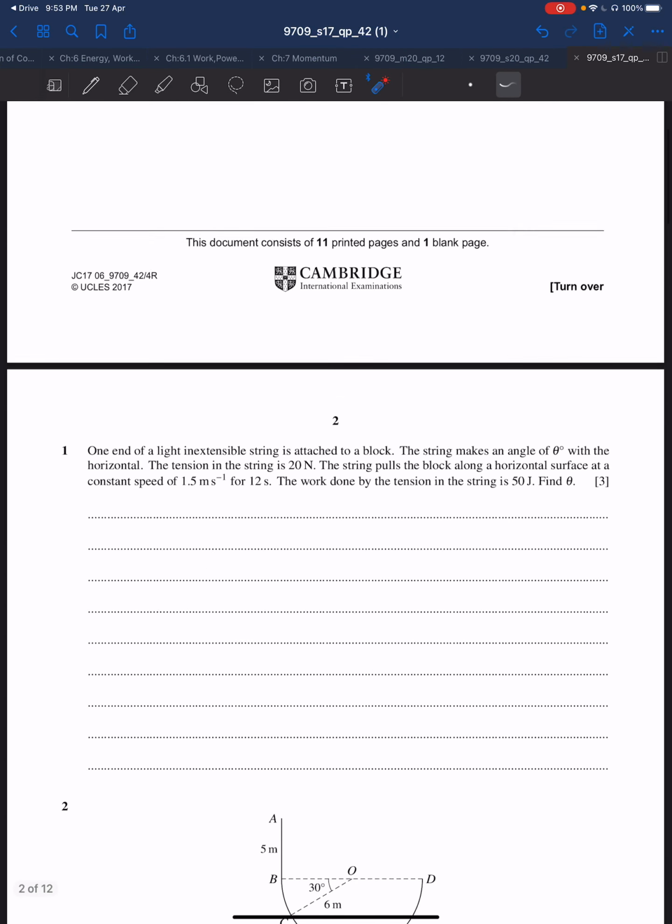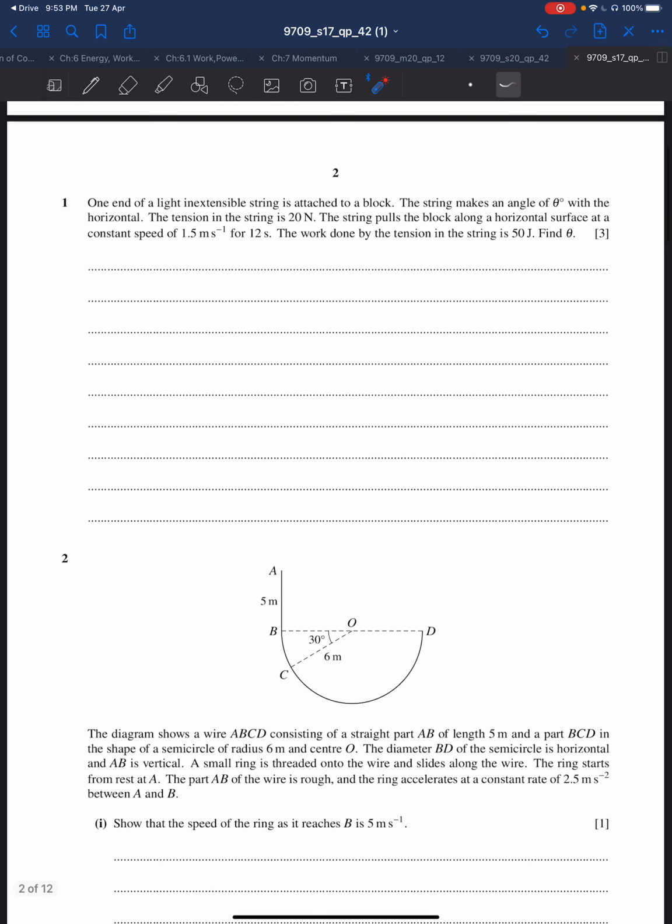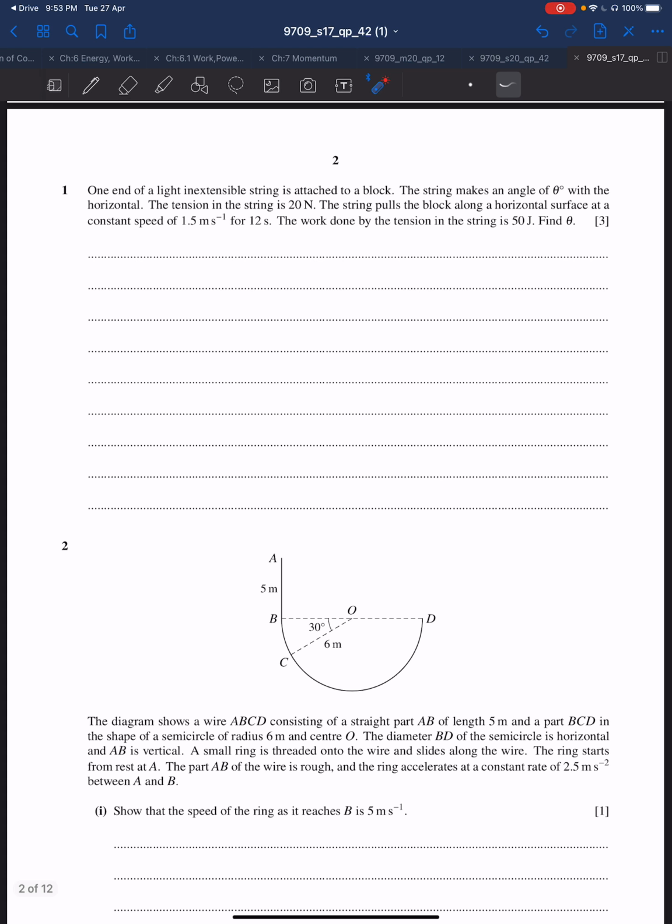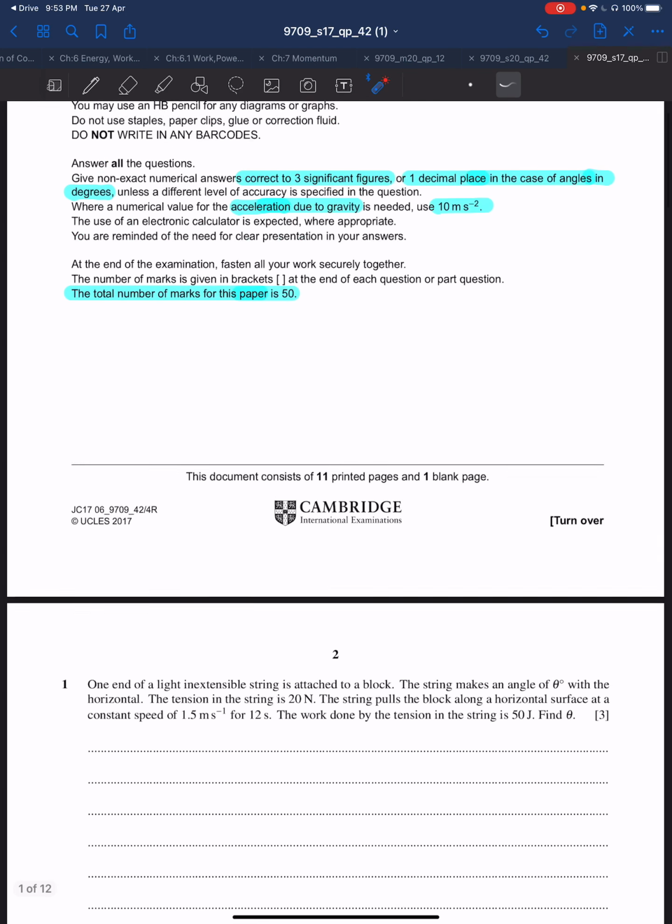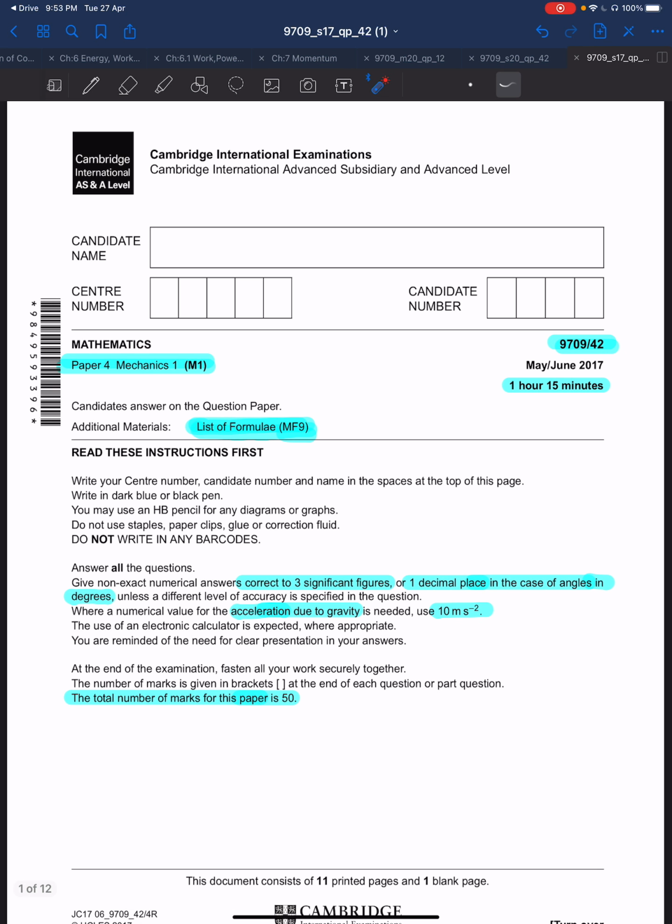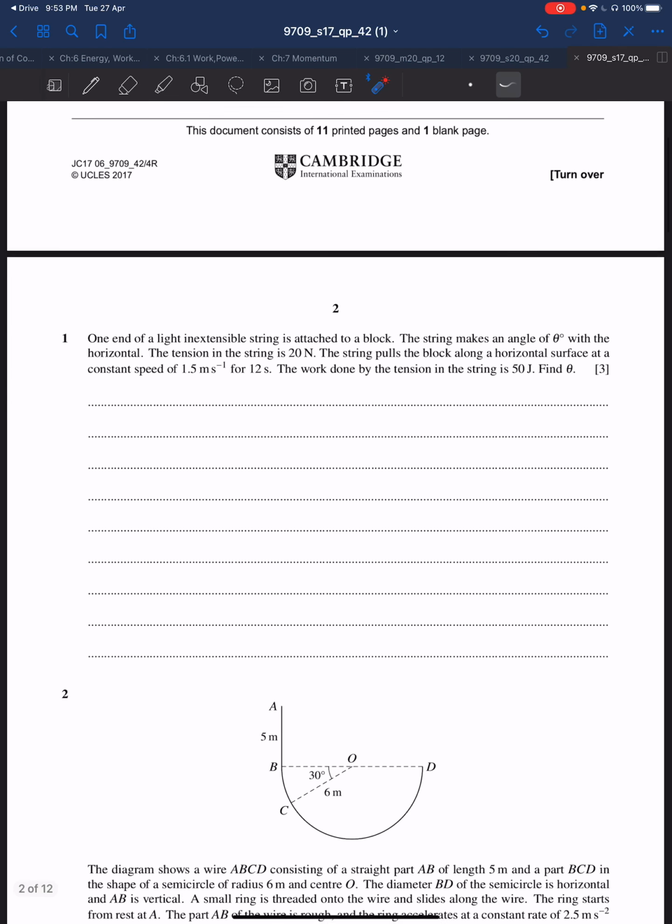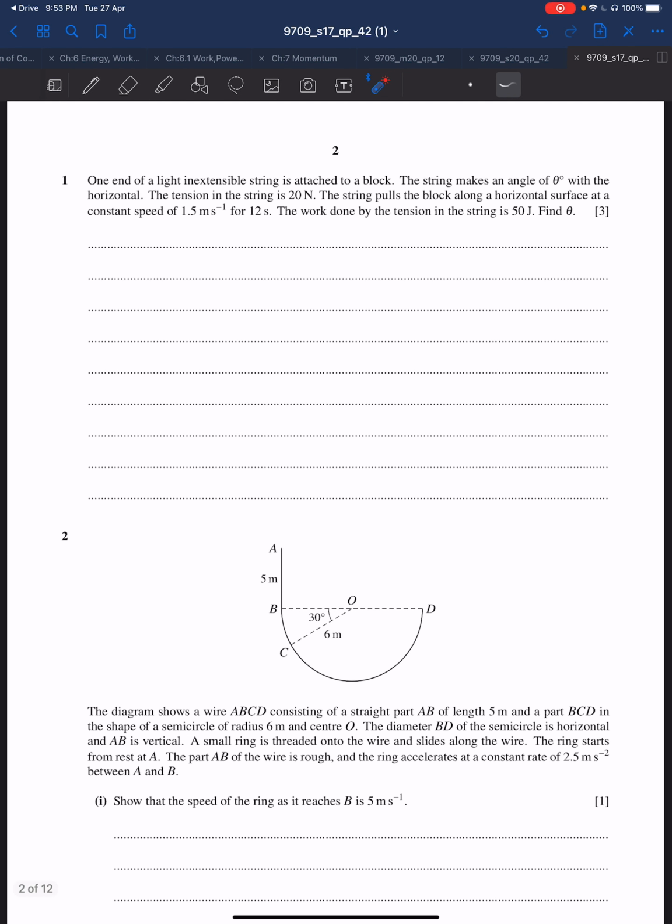Okay, we'll come to the next question. This is question number one of the past paper May June 2017, variant 2. In question number one, first of all, we'll read the question and try to understand what is given to you and what you need to find out.